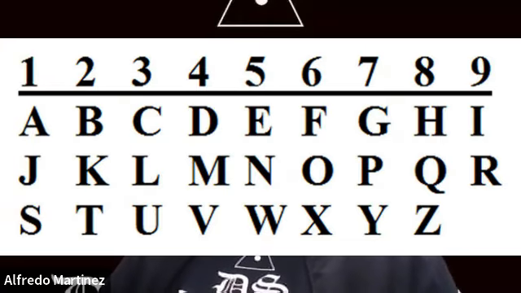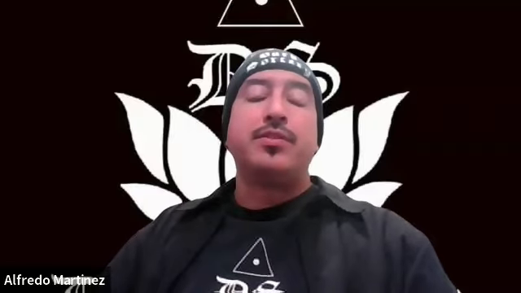Now you can see on the screen there's a chart where you can convert the letters to numbers. Just follow this chart right here. It's all over the internet and available to everybody. You can just do a quick Google search for this chart and convert the letters to numbers. Okay, now you've got a series of numbers.